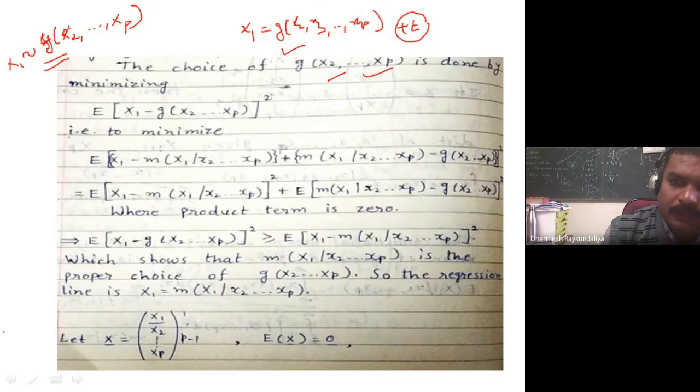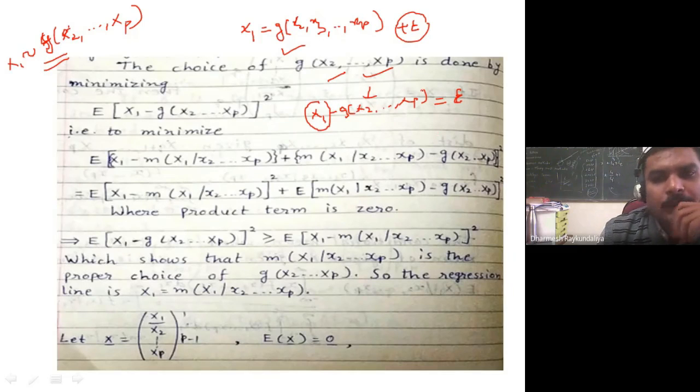Now if you write this, what will you get? x1 minus g of x2 up to xp is equal to epsilon. So epsilon is an error term. It is nothing but x1 minus this g of x2 up to xp. It is some true value. So the observed value minus true value, we call them as an error.